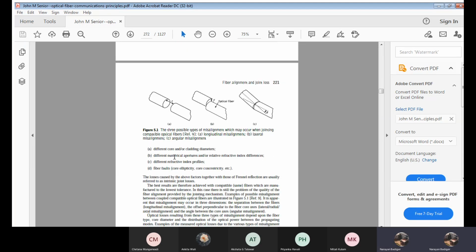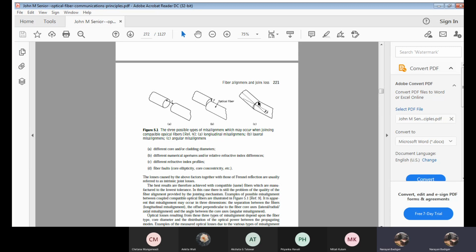Next, we'll study the three possible types of misalignments which may occur during the joints. The first one is longitudinal misalignment. Longitudinally, when I try to connect, there may be some change in the diameter of both the cables. Next, lateral misalignment, which is exactly what B indicates. There is some missing of the fiber cable during coupling or during the joint.